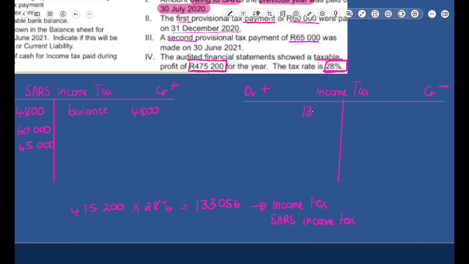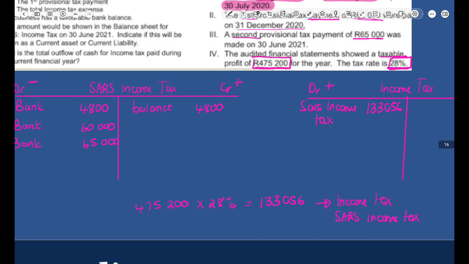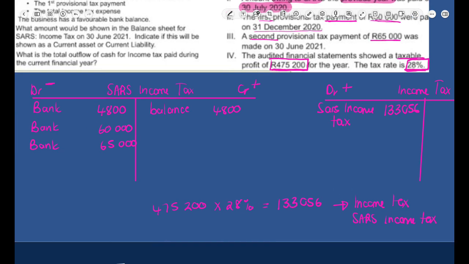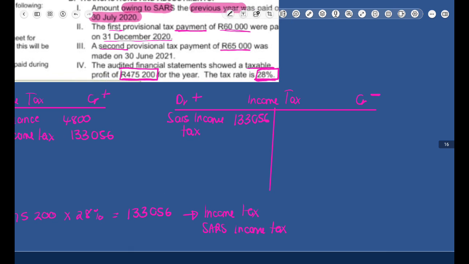So I write 133,056. Then my contra account is SARS income tax, right? Then remember, if your income tax was debited by SARS income tax, remember, for every debit there's a credit. It means I must go to SARS income tax and write on the credit side of SARS income tax. So I'm going to go and write income tax on the credit side of SARS income tax, 133,056. Then what happens is that income tax is closed off to your appropriation account.